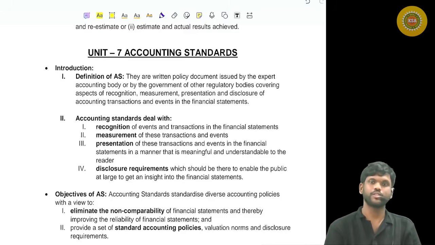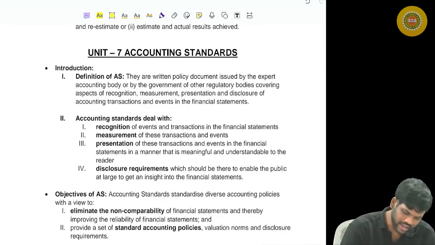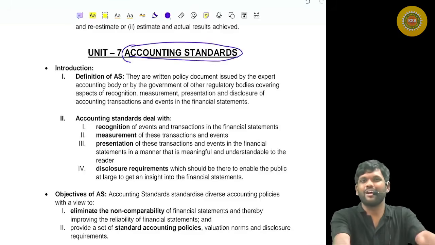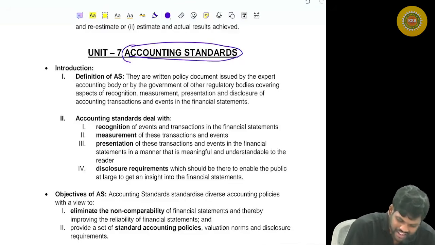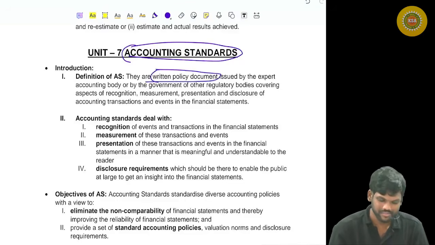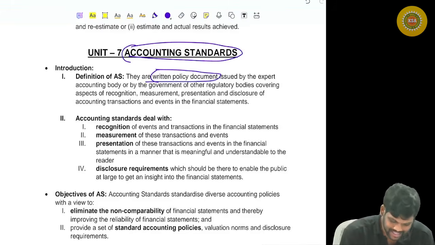Then we have our last unit, accounting standards. You all know these accounting standards you will be learning in depth in inter. நம்மளோட சிலபஸே மெயினா accounting standards தான். Sir, what is this accounting standards? Accounting standards is a written policy document. இது ஒரு டாக்குமெண்ட். யார் சார் இஷ்யூ பண்றா? அக்கவுண்டிங் பாடி. இன் அவர் கண்ட்ரி இஸ் இஷ்யூட் பை ICAI.